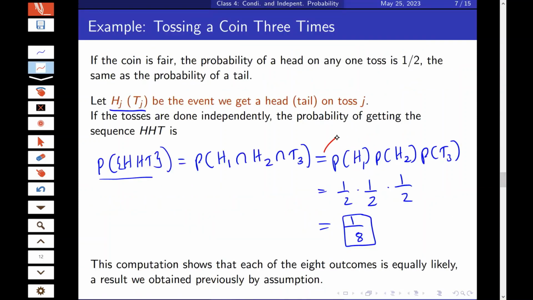Okay, so this equation holds because the processes are independent. Without this information, if the tosses are not done independently, we cannot use this equal sign.